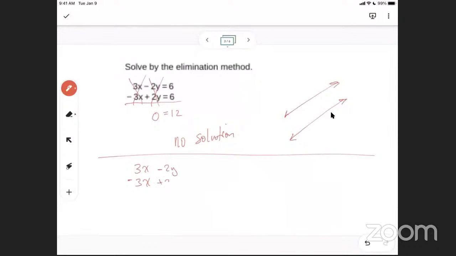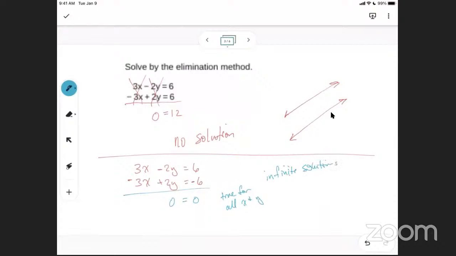But if it is a true equation, like this one for example, many, right? Yes, if it was that equation, now everything is going to cancel out and you're going to get 0 equals 0 when you add those together. And how is that true? Does 0 equal 0? Yes, it's true all the time. So it's true for all x and y, which means there's an infinite number of solutions.